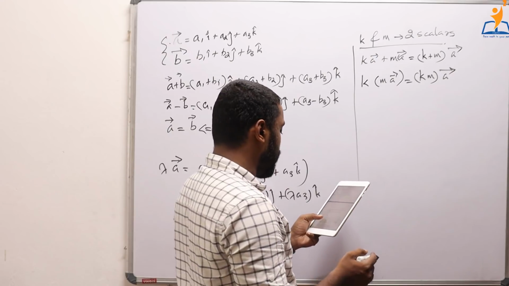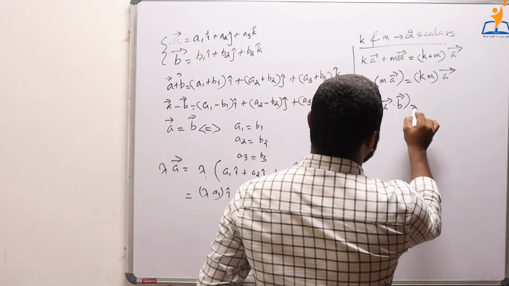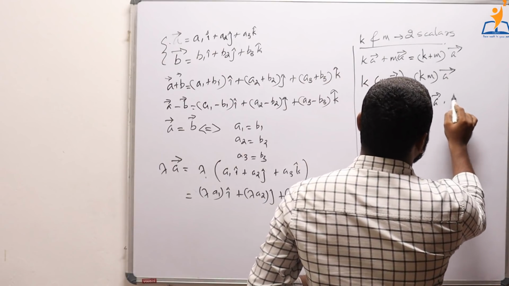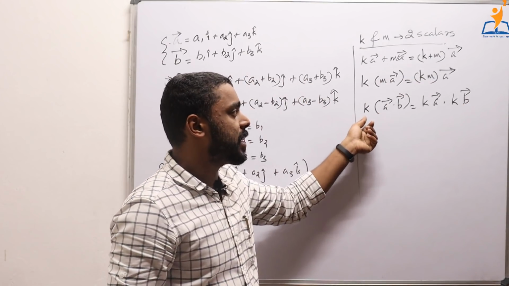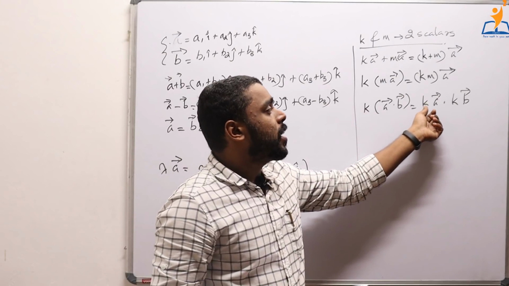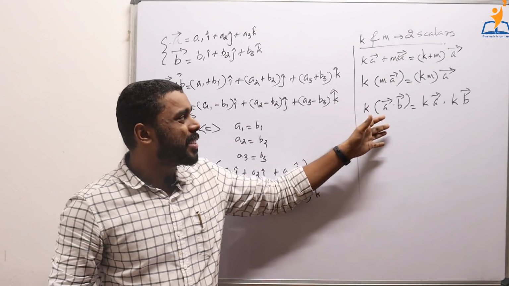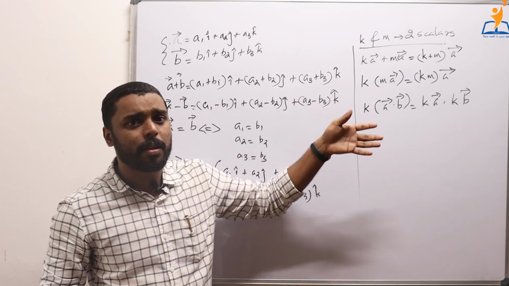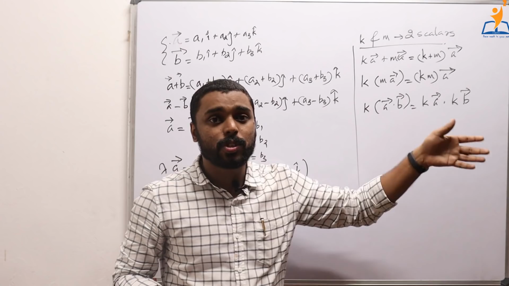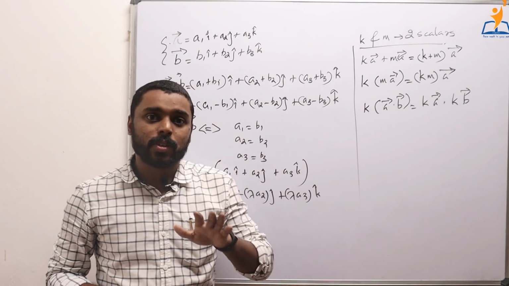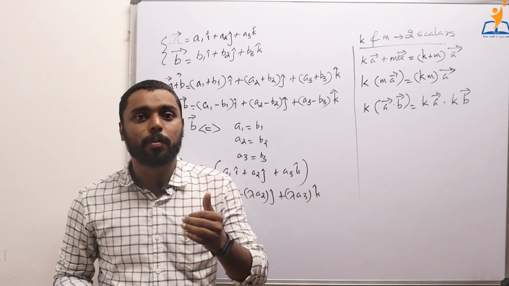Now the last result is k into (vector a plus vector b) is nothing but k into vector a plus k into vector b. So in order to add two vectors and then multiply with a scalar, it is enough to multiply each vector with the scalar and then add the results. So these are the basic results. I know that these are very simple results. They may look identical to the results you have learned in your real number system. So don't bother about it, just remember these results. It may help you in doing problems. So we shall move to the next section.